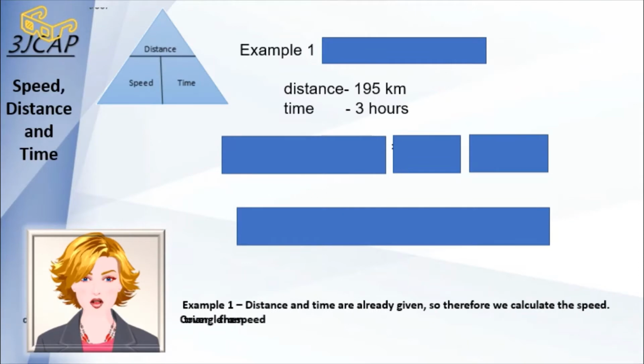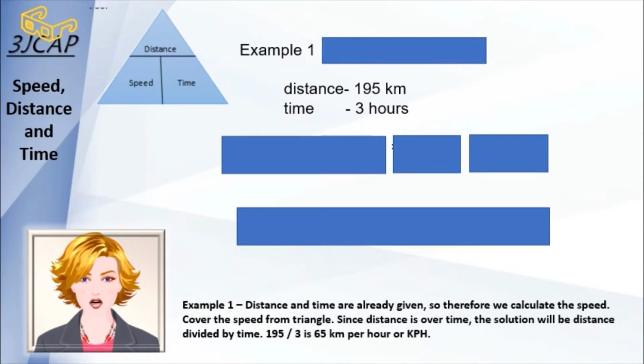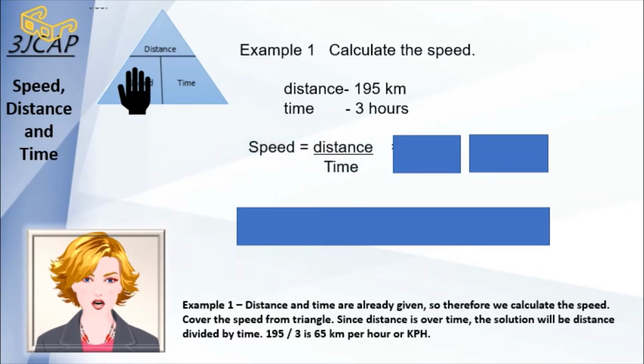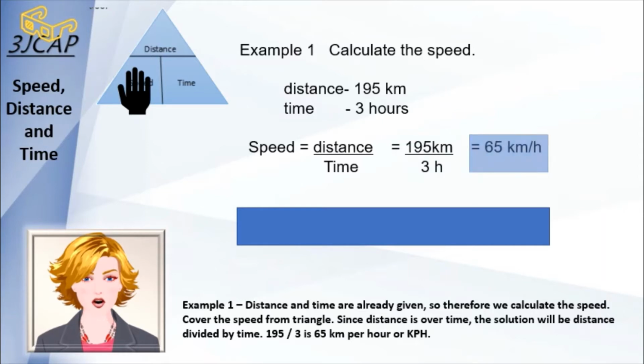Example 1. Distance and time are already given, so therefore we calculate the speed. Cover the speed from the triangle. Since distance is over time, the solution will be distance divided by time. 195 divided by 3 is 65 kilometers per hour or kph.